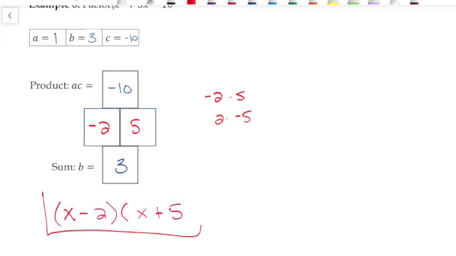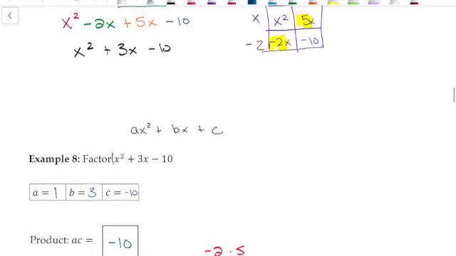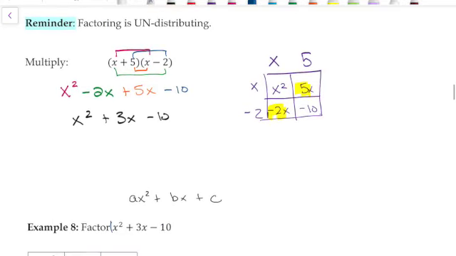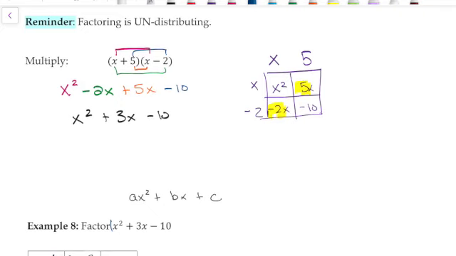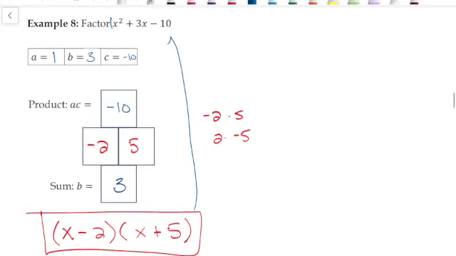And that's our answer. But I would not stop there. I would multiply it out using FOIL or whatever method you like, and make sure it brings you back to where you started. Okay, x minus 2, x plus 5. And that's what we have up here. So I'm not going to show you again, but that's what we just checked. That's what we did up here. And generally what you want to do is you want to check as soon as you get your answer to make sure it brings you back to that. And then you know you're right.